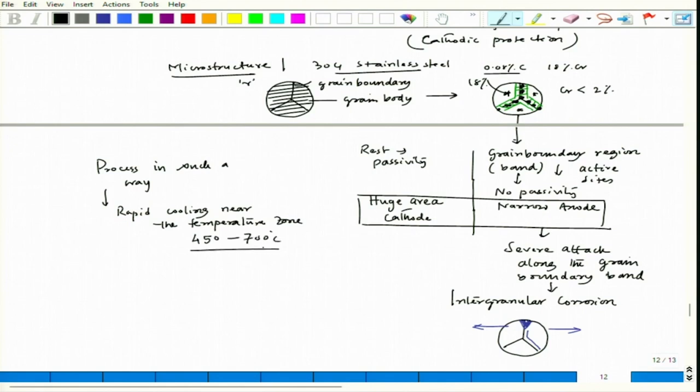Around that zone, if we cool it faster, then of course this chromium carbide will not form along the grain boundary. If we don't form chromium carbide, that means the chromium is staying in the solution and it is uniform all over the places near the grain boundary as well as the grain body, and that narrow band is not forming where chromium content goes below 2%, and then we do not have such problem of narrow anode as well as large cathode, and then the problem of intergranular corrosion can be avoided to a great extent. So that means if we understand microstructure part, we can actually devise our protection route.